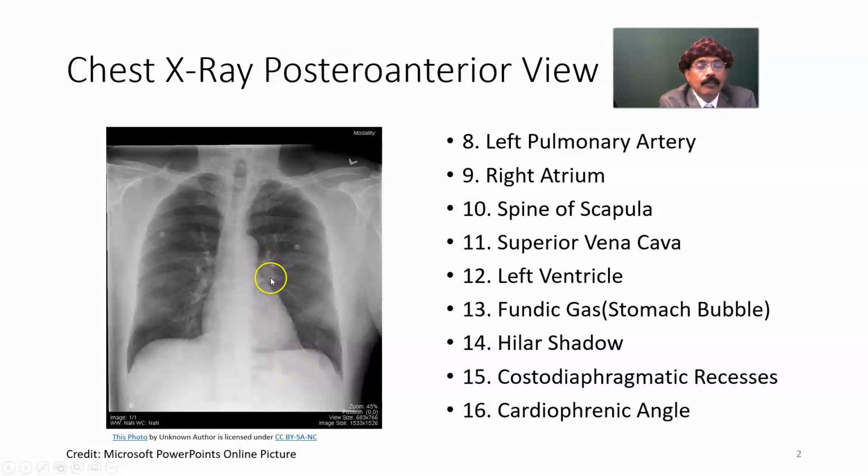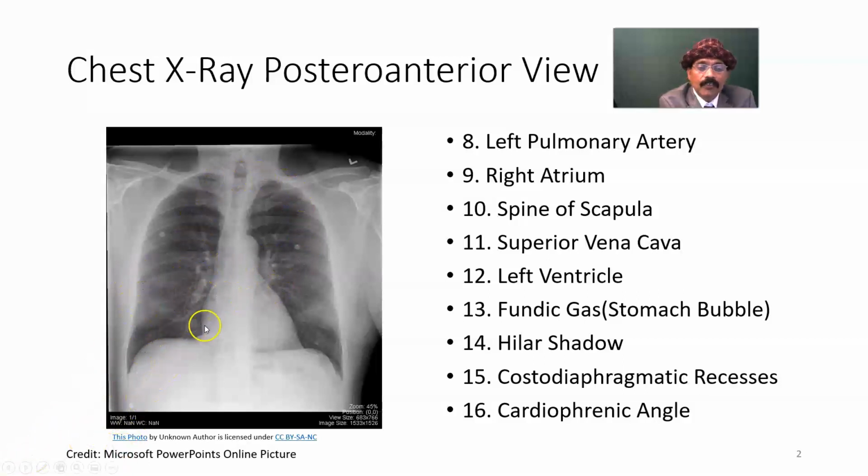This is the location of the hilar shadow. In a healthy person, it is not very prominent. In sarcoidosis, tuberculosis, coccidioidomycosis, or lymphoma, we'll get large lymph nodes here. We'll get a white shadow here. Okay, we got that. So this is the normal chest X-ray.